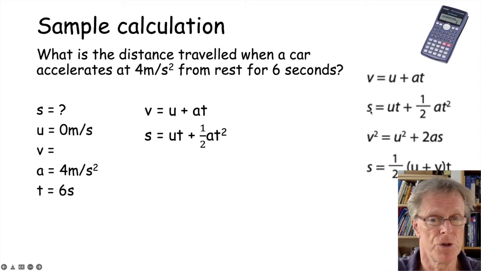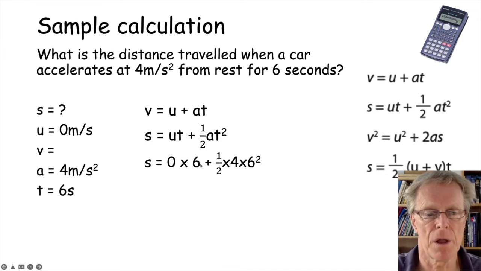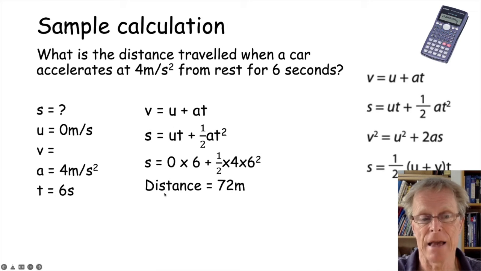Next thing to do is to put the numbers in that you actually know. So we know that U is 0 times time. So I'll put 0 times 6 in just to make it clear what we're doing, plus a half times the acceleration, which we're given as 4 meters per second squared, and then times the time squared, 6 squared. You then multiply that all through, and it comes out to a distance S equals 72 meters. That's how you approach these problems.